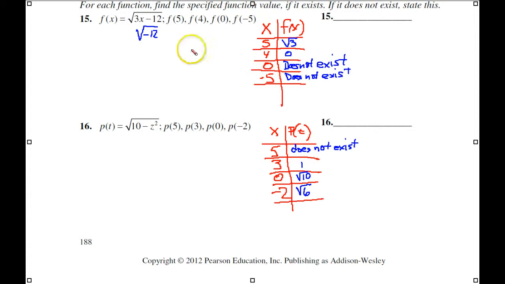A negative 5, again, this becomes a negative 27. That doesn't exist. And the same thing applies here. If you apply a 5 there, this is a negative 25, a negative 15 under the radical sign. It doesn't exist. If it's a 3, this becomes 3 squared is 9. 10 minus 9 is 1. So you get the square root of 1 is 1. And it goes on to give you these others. Okay?